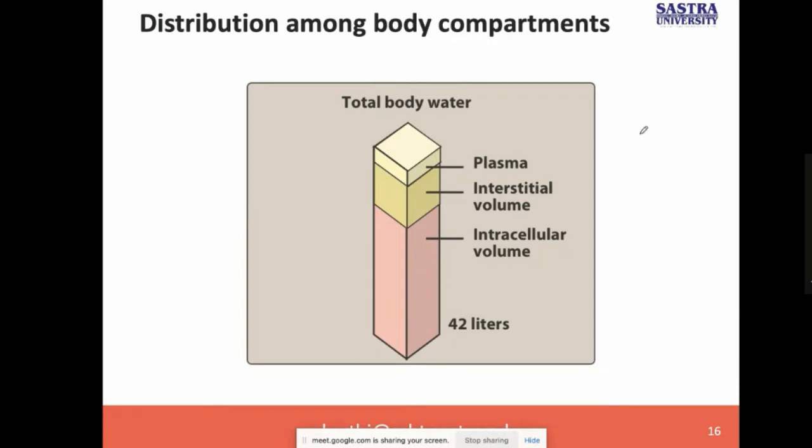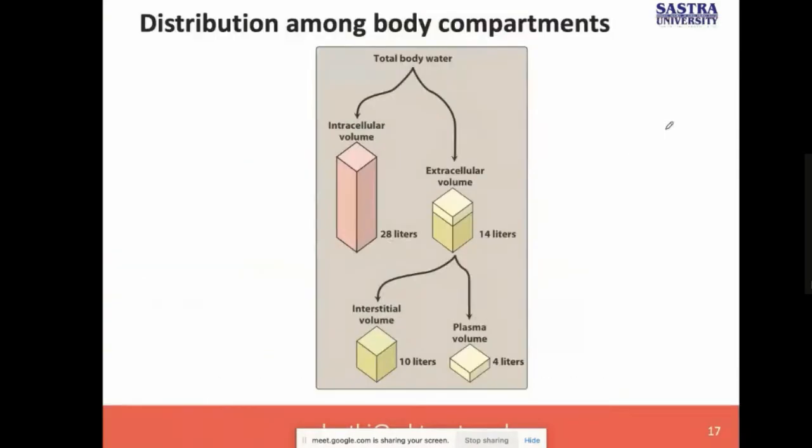Yes, sir. If you take the tissue, the cells are tightly packed, and that is what we call the tissue, right? In between the cells there may be some region, and that is called the interstitial volume. Within the cell is called the intracellular volume. The same thing, right?